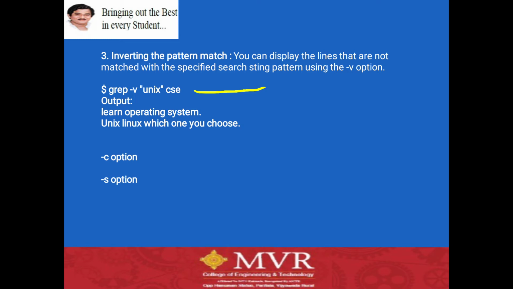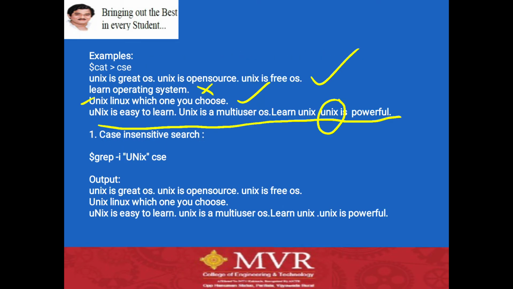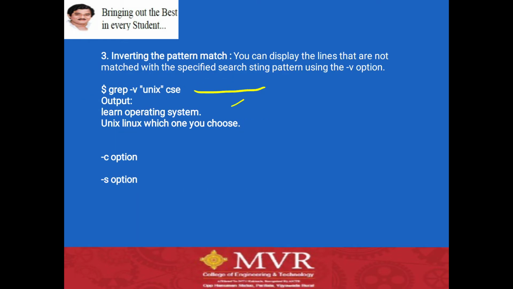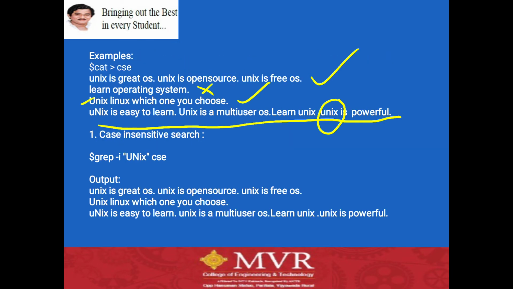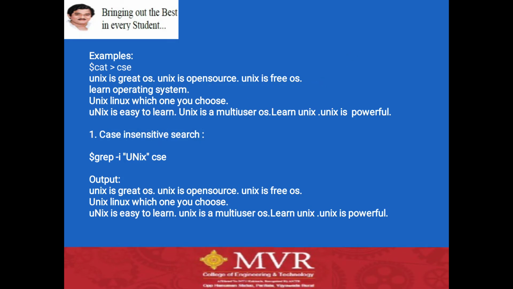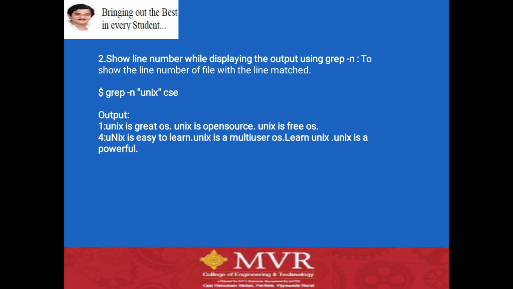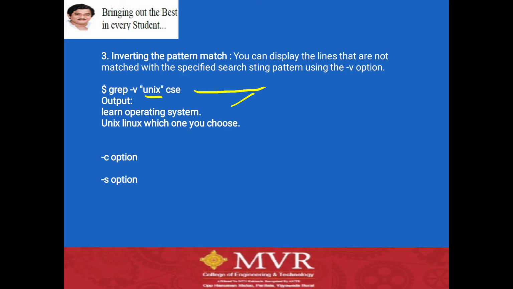As we have seen in the example, the second line doesn't have Unix, so the second line will be displayed. It is displayed. And "Unix, Linux, which one you use", that is the third line. Because in this third line Unix is there, but as I told earlier, the U is a capital letter, so it is not matching the given pattern. Here I am using only small letters, that's why the third line is also displayed, because we are using the minus v option. Minus v is nothing but verbose, inverse.